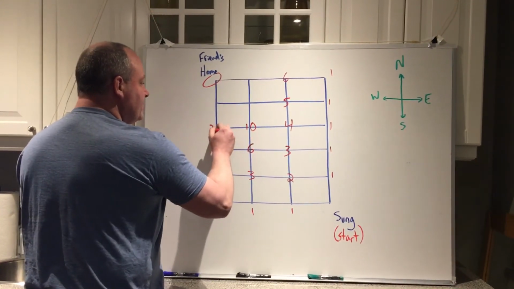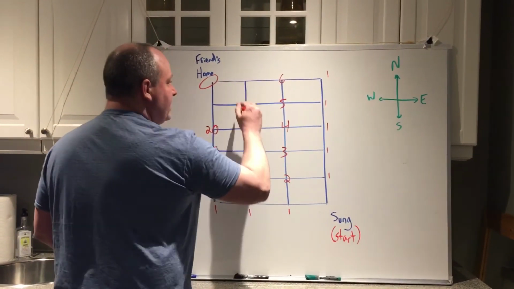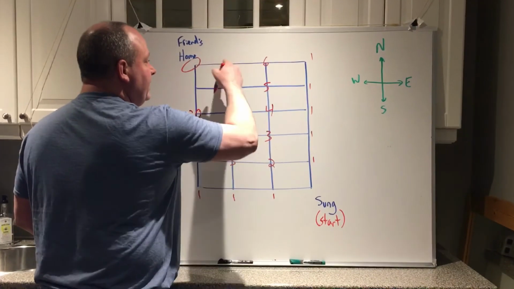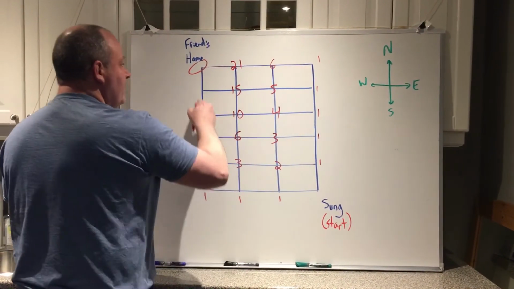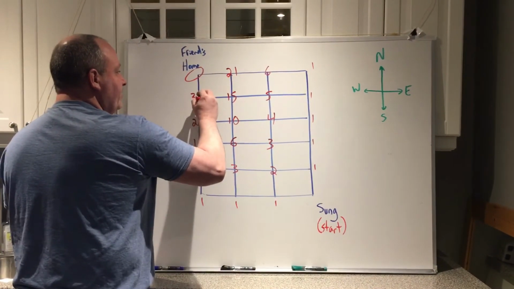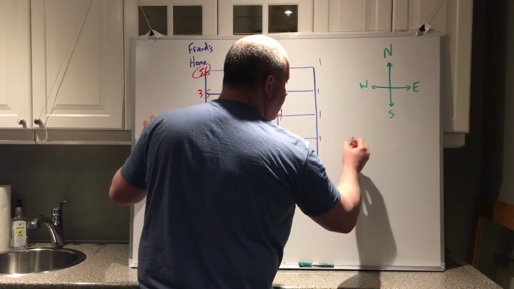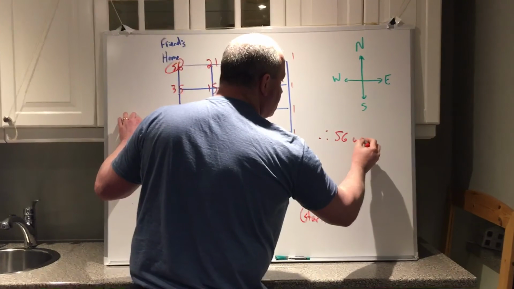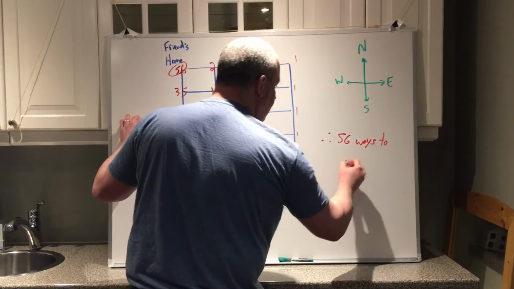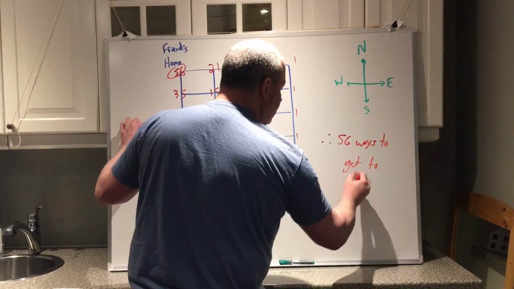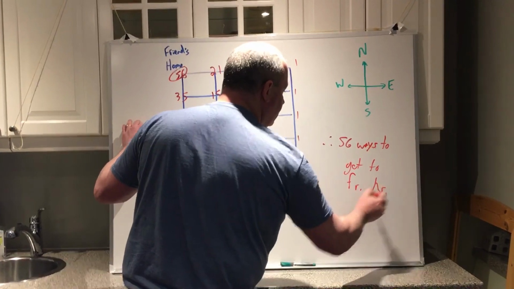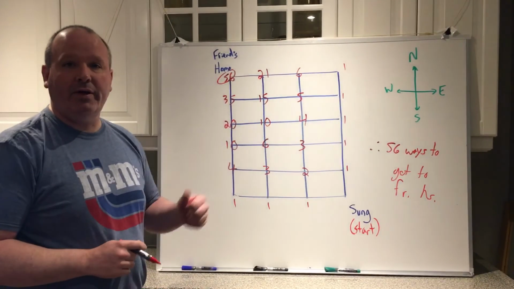10 and 10 is 20. 5 and 10 is 15. 15 and 6 is 21. 20 and 15 is 35. 35 and 21 is 56. So therefore, 56 ways to get to her friend's house. Okay, there you go, fairly straightforward.